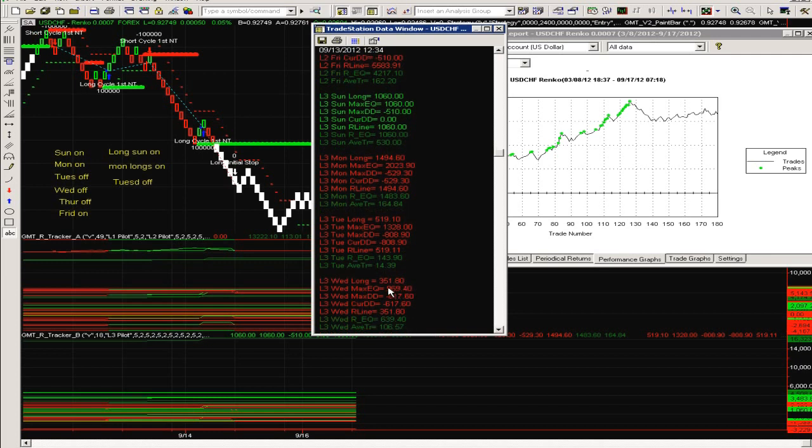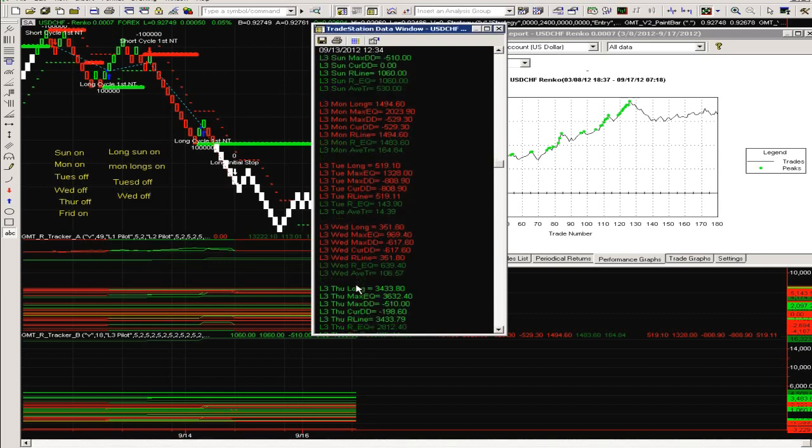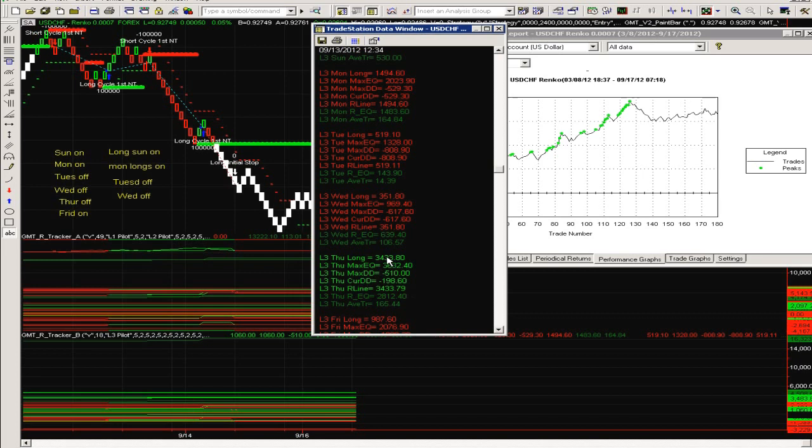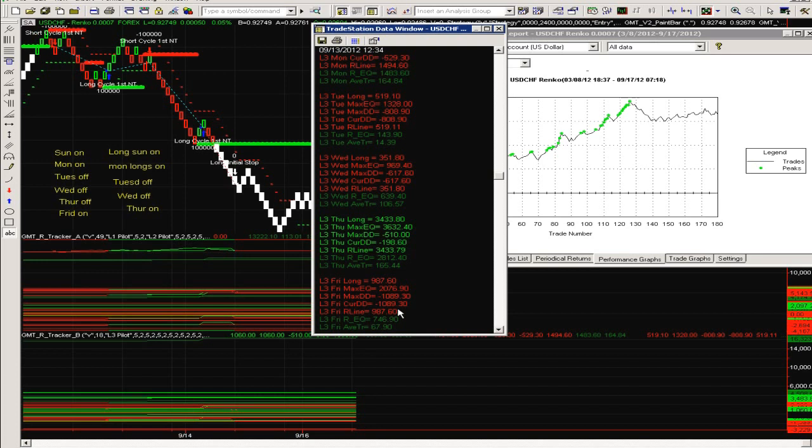Wednesday. So Wednesday's got $351 worth of profit. The current drawdown is $617. Its max equity is 969. Average trade net profit was good, but it's turned off now, so we've got to look at Wednesday off. And you've got Thursday longs has made 3,400. Current drawdown's 198. That's on, so Thursday's on. And then Friday long 987. And your current drawdown is $1,000. Yeah, that Thursday is fantastic, isn't it?